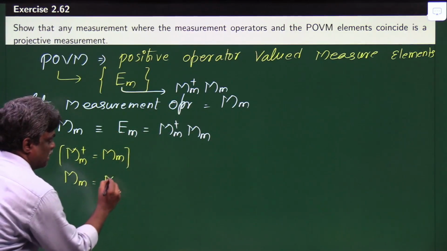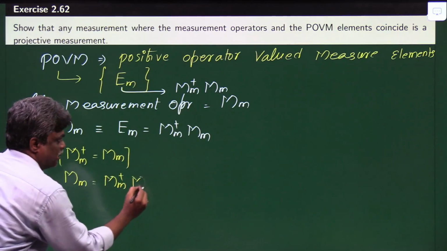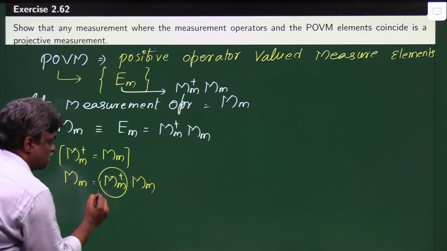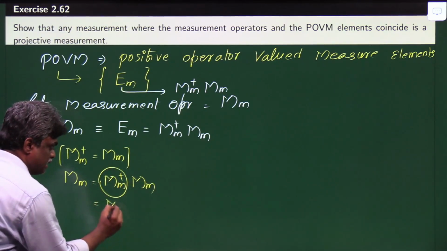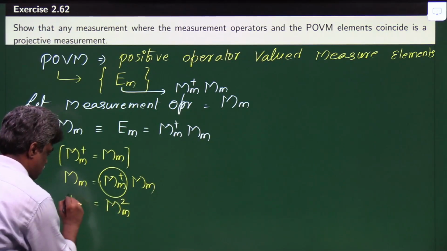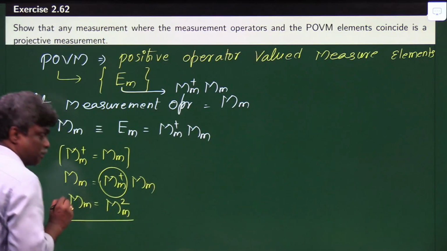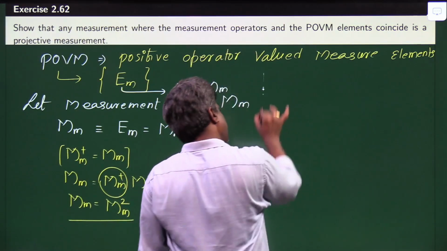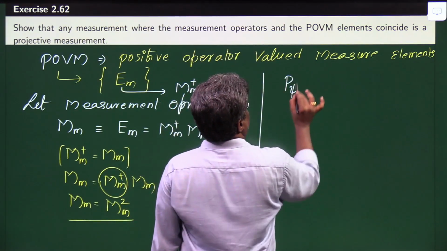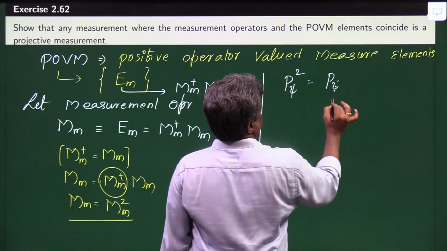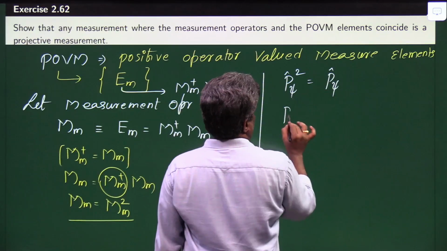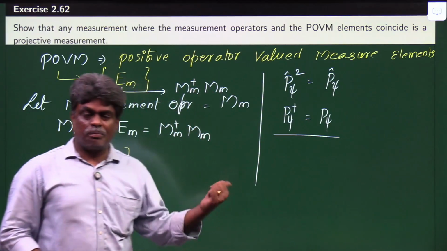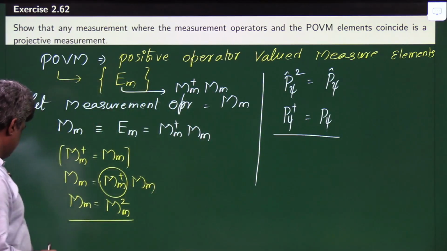So EM is nothing but MM dagger into MM, and because of this Hermitian property, we can replace this with MM. Then it is nothing but MM square. So what is this property? This is nothing but a projector. I hope you attended this in earlier classes: P squared equals P, and of course it's Hermitian also. So these are the properties of a projector operator.